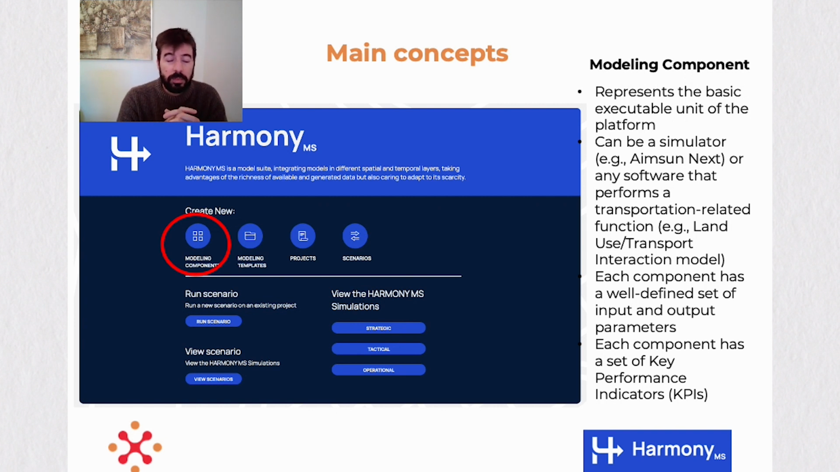What's important for the platform, for the Harmony MS, is that each modeling component needs to have a well-defined set of inputs and outputs. For example, inputs can be files with data that the component needs, or some configuration options, for example, some integers or some strings that are needed for the component to run. Also, what's important to note is that with each component we associate in the platform a set of key performance indicators that we will use later on to evaluate the run of the component.